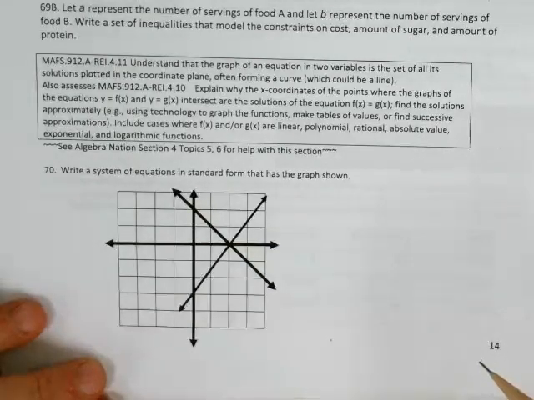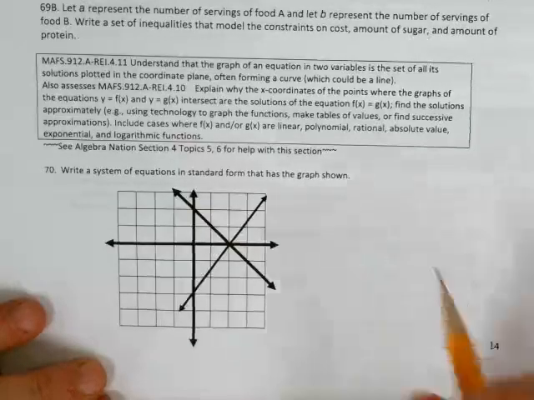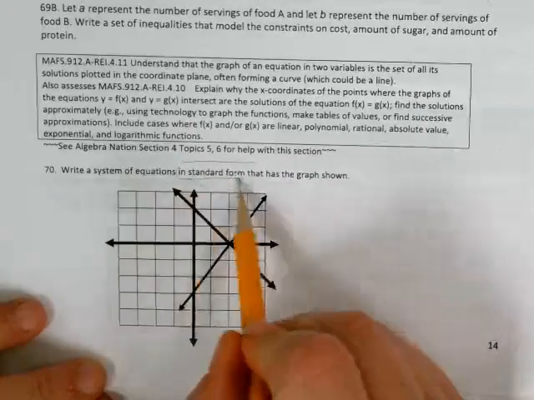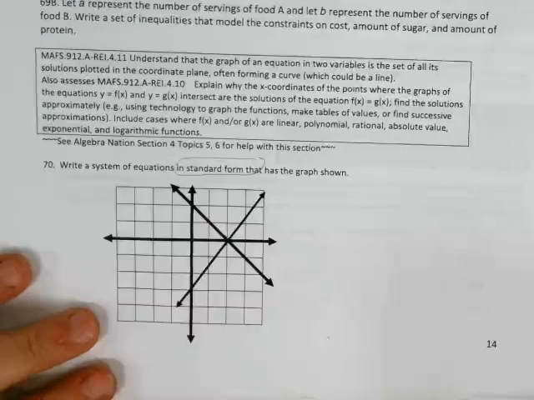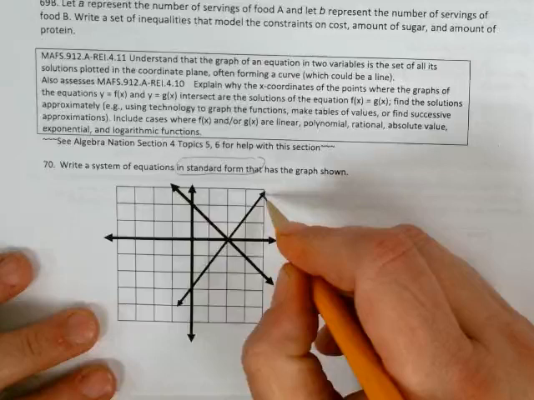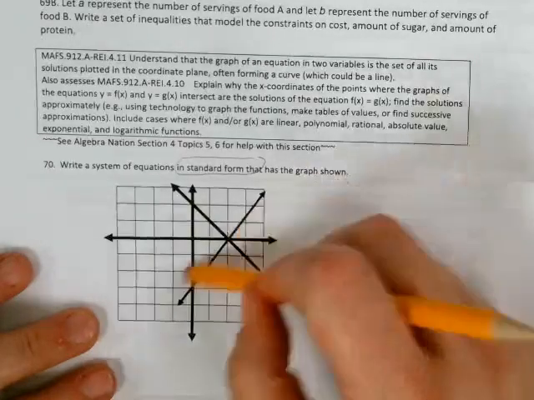All right, we're looking at number 70 on your EOC review packet. So we want to write a system of equations in standard form that has the graph shown. So we're going to start with one line and then the other. Doesn't matter which one's which. Let's start with this one that has a positive slope.